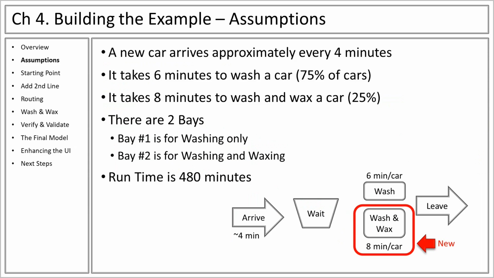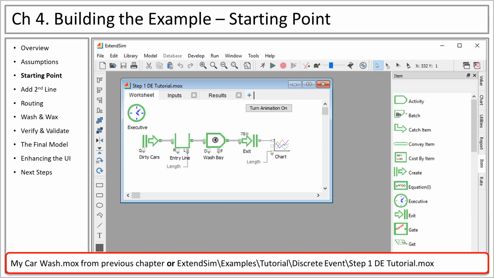Let's look at the modifications. Now, there will be 2 bays, one for washing only and one for washing and waxing. Approximately 25% of the cars want to be waxed, and it takes 8 minutes to wash and wax a car. You could start with the model you built in the previous chapter, or you can open up the completed Step 1 tutorial in the tutorial folder.